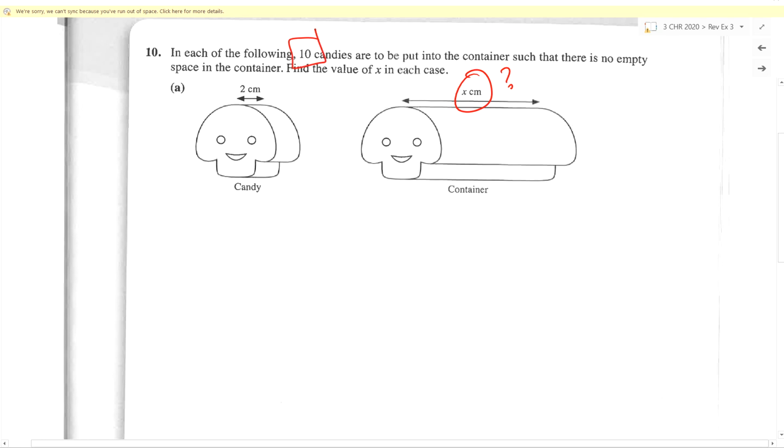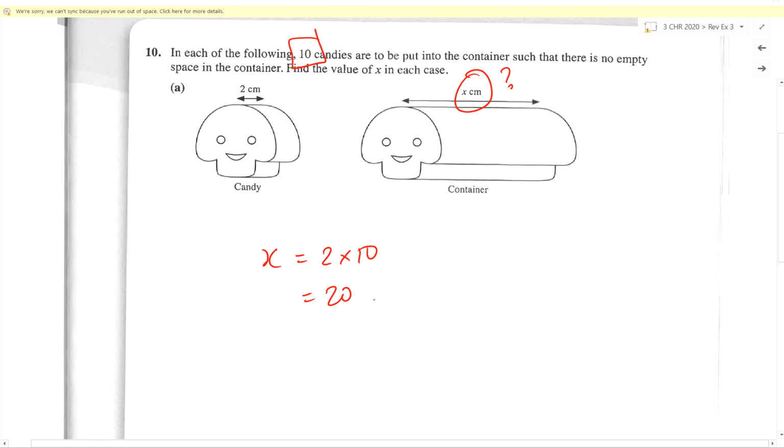When there are 10 candies, what do you think x is going to be? What do you think it's going to be? 20, right? 2 times 10. Not difficult also. X equals 2 times 10, 20 cm. Okay, x value is 20. That's it.